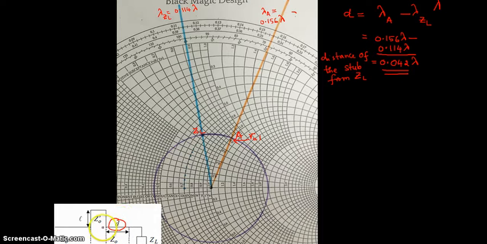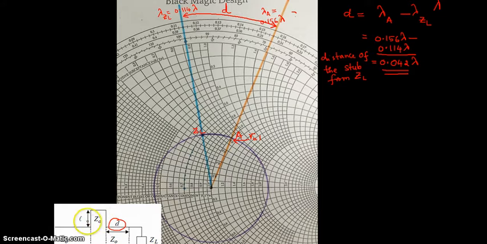So that means the place where you connect your stub from the load. If I mark it on the Smith chart, this would be your distance, which is denoted as D. So we have calculated, if you see the diagram here, we have calculated the distance. That means the position or the place where you have to connect the stub from the load.